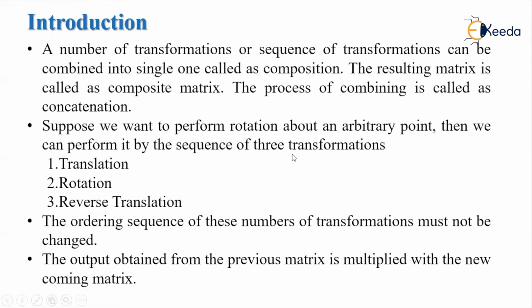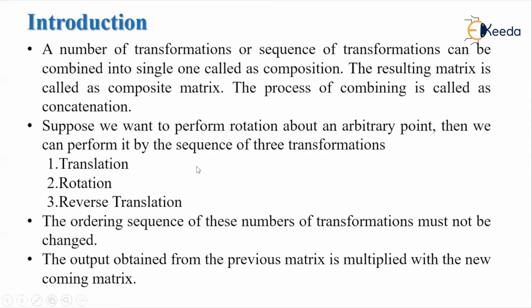Now, as we have seen the different types of 2D transformation, we have performed all these transformations with respect to the origin. Now, if we want to perform a transformation about any arbitrary point, then what happens? We have to perform different types of transformation here. Now here we have considered the rotation about an arbitrary point.